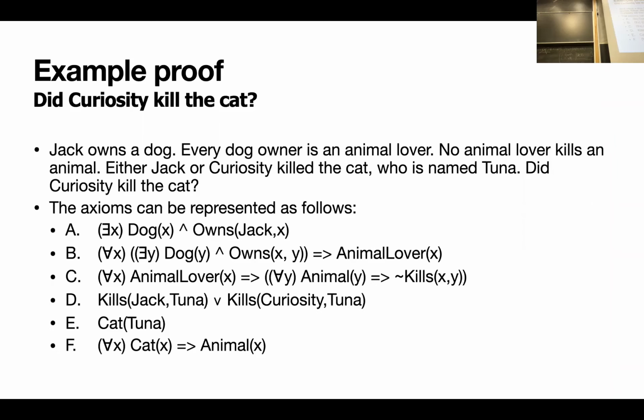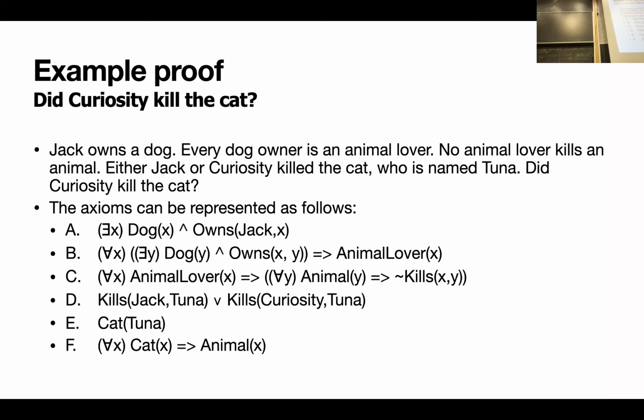These are the axioms that represent what we have here. Jack owns a dog: there exists an X such that dog of X and owns Jack of X. Every dog owner is an animal lover: there exists an X such that there exists a Y such that dog of Y and Y is owned by X, and therefore X is an animal lover.